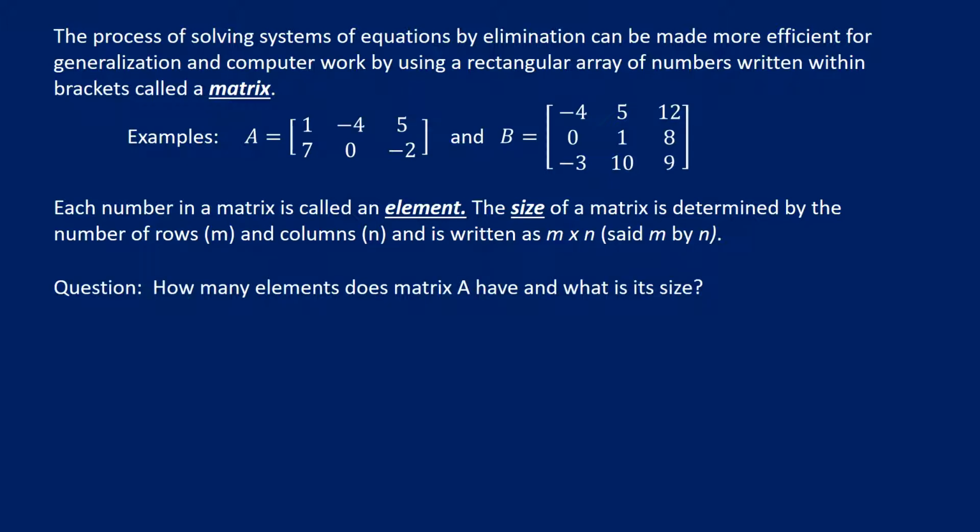So how many elements does matrix A have and what is its size? If we consider matrix A, we see that we have elements 1, -4, 5, 7, 0, -2. So there are 6 elements in matrix A. We see that there are 2 rows and 3 columns, so matrix A is a 2 by 3 matrix.